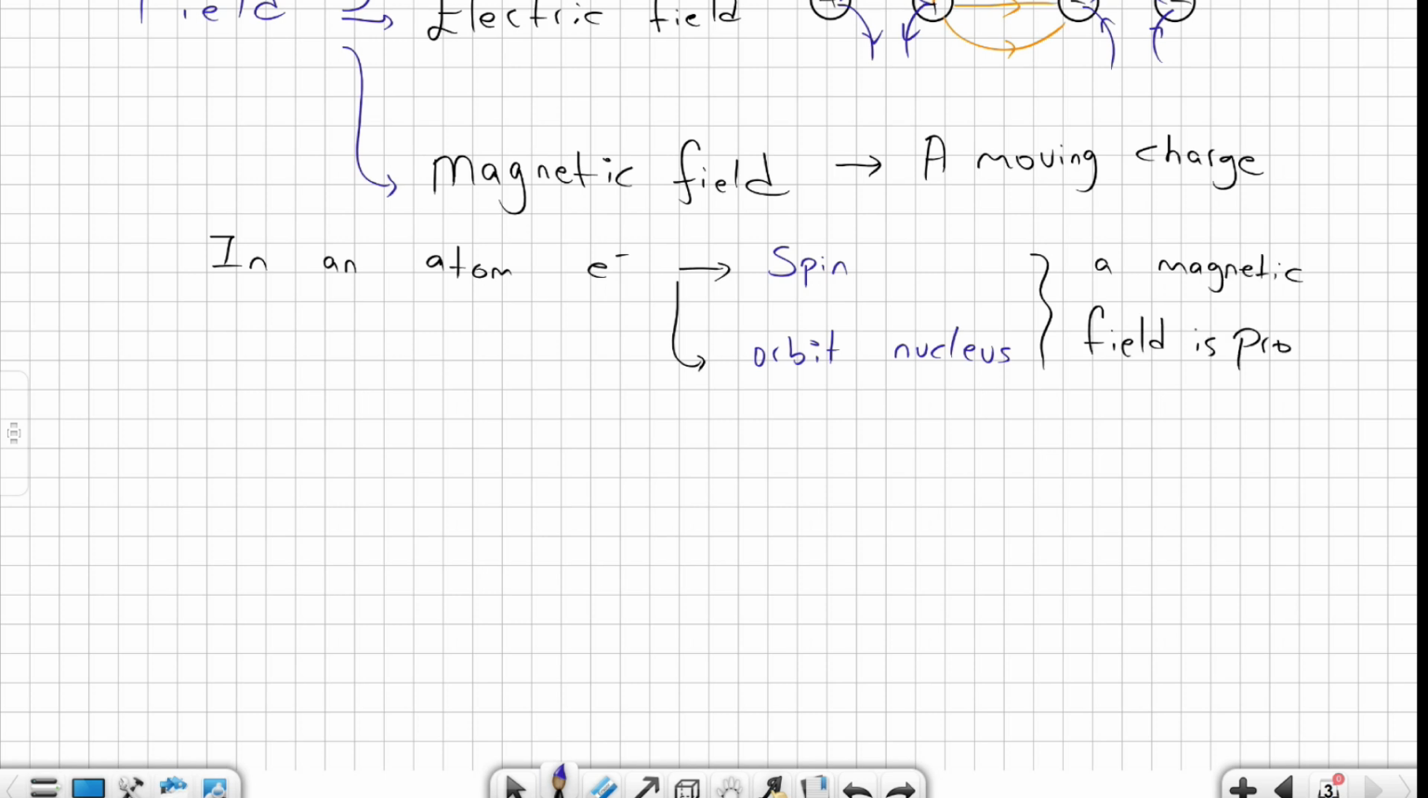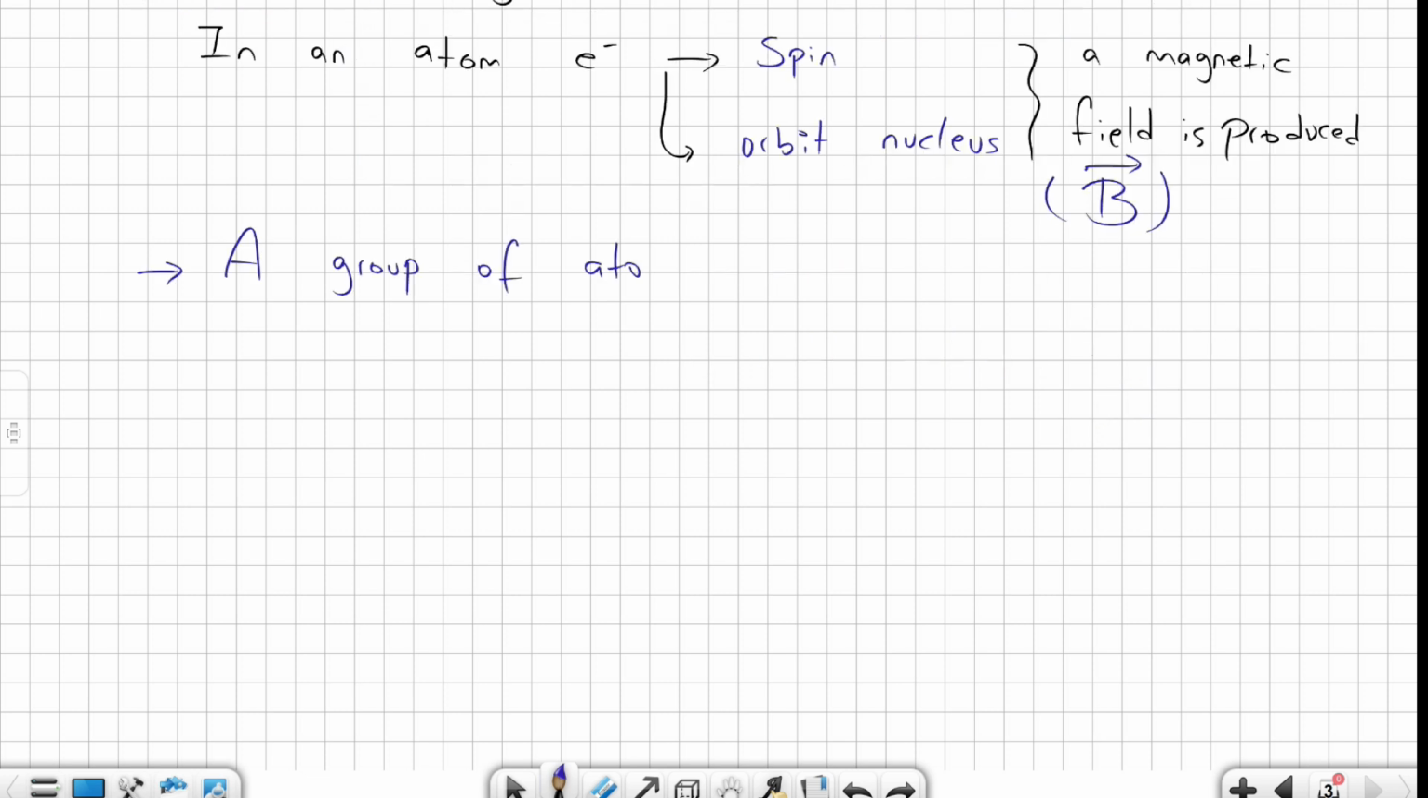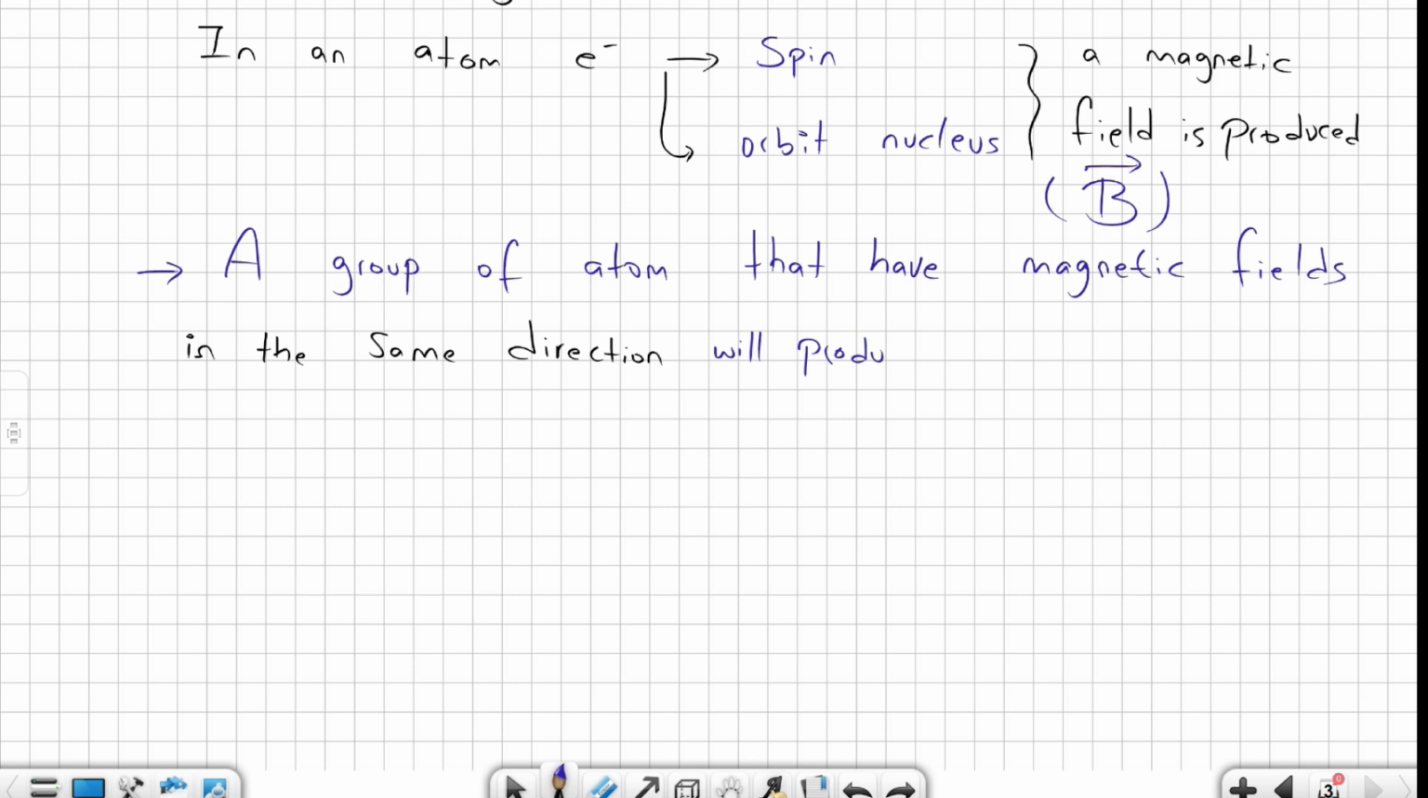In some atoms, the electrons will cancel each other's magnetic field, but if the electrons do not cancel each other, we will have something that's called a domain. The symbol of magnetic field is capital B. It is a vector quantity. The unit is Tesla. When we have a group of atoms that have a magnetic field, they will come together and their magnetic fields will be in the same direction. They will produce a domain which is called a magnetic domain.